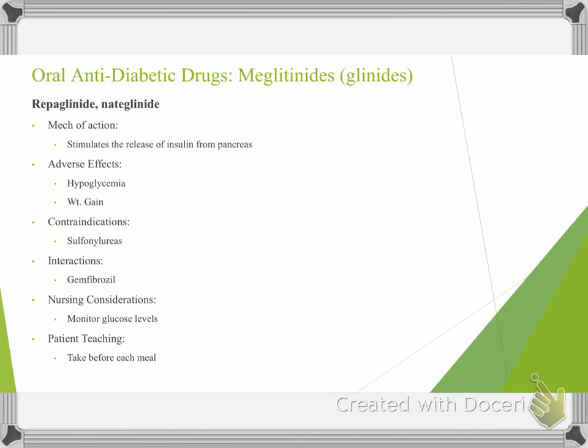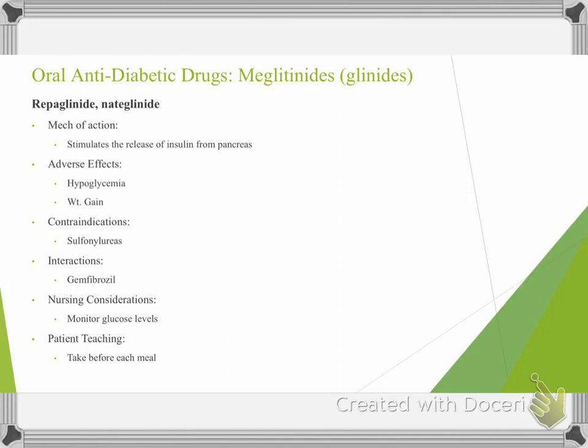The glinides, the mechanism of these are structurally different than sulfonylureas, but similar mechanism of action. They stimulate the release of insulin from the pancreas. So again, we must have functional beta cells. Adverse effects, same as sulfonylureas. They're going to potentially cause hypoglycemia and weight gain.